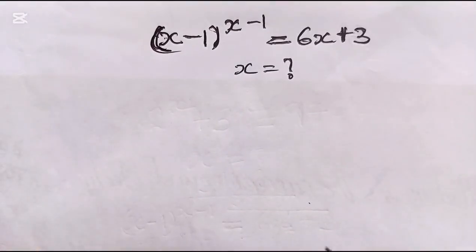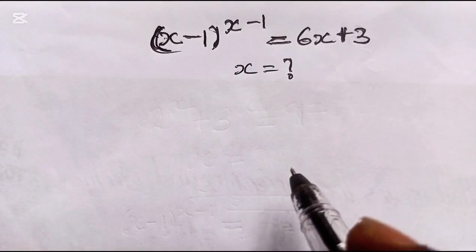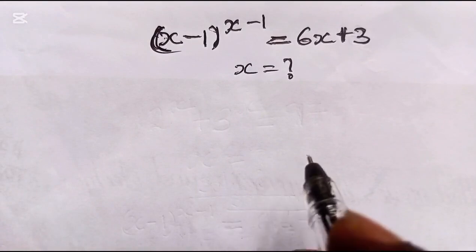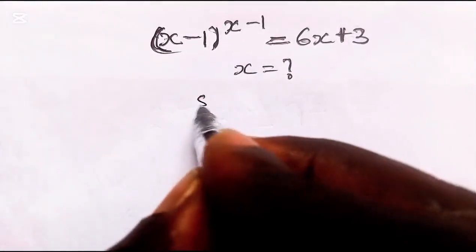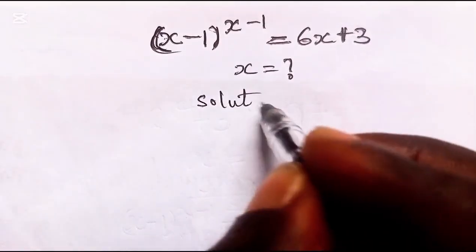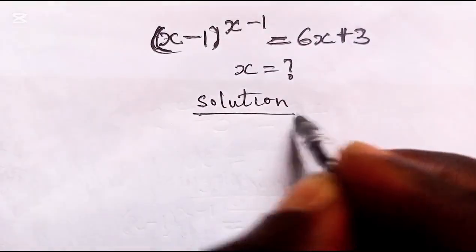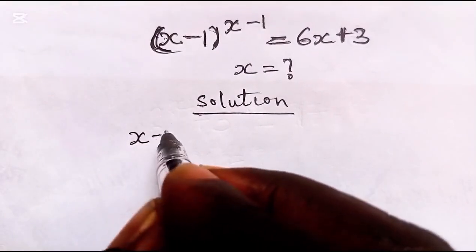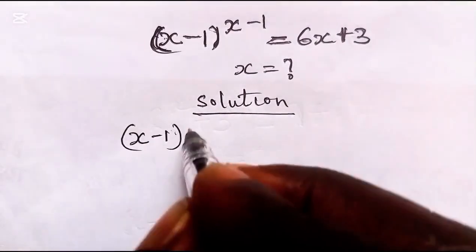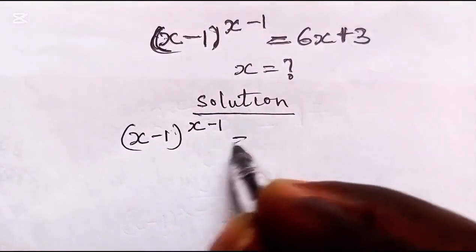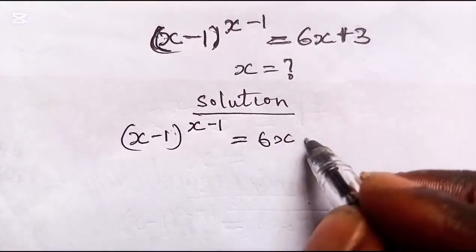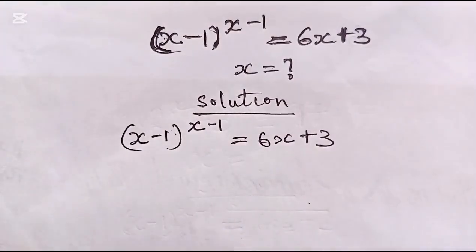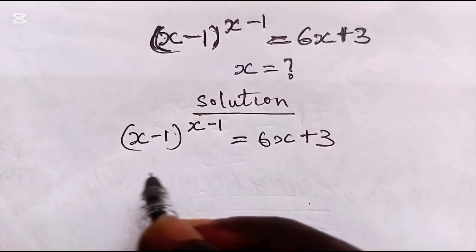Let's solve this question. (x − 1)^(x − 1) = 6x + 3. We have to find x. Let's find the solution. So we have (x − 1) raised to the power of (x − 1) equal to 6x + 3. So what do we do here?